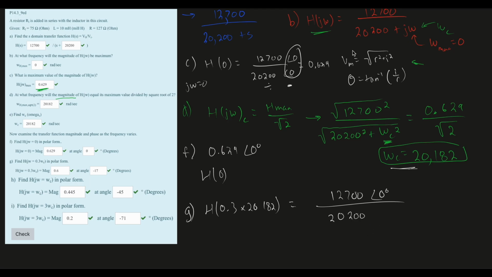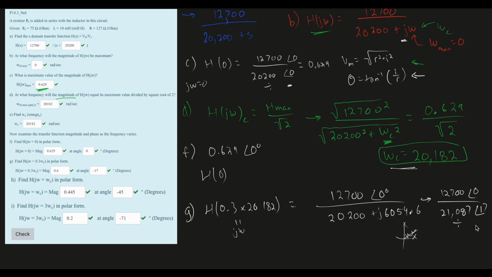20,200. And remember, we need to find the polar form, but we can't just plug it straight into there. We need to plug it into here first, because this is the rectangular form, and our j omega is this, and we can only plug it in the rectangular form. So we are going to have plus j, and these multiplied together give us 6,054.6. Then if we plug this into a calculator using the rectangular to polar conversion, we get 12,700 with an angle of 0 degrees divided by 21,087 at an angle of 17 degrees. Make sure you check your angle. You would check it by graphing the real and imaginary numbers, and it would be somewhere in this quadrant. We can see that 17 degrees is somewhere in this quadrant.